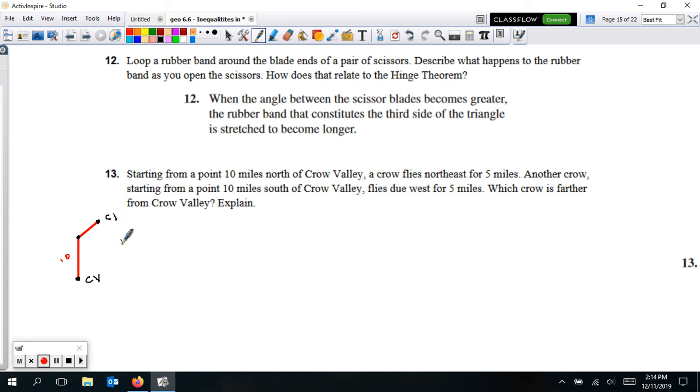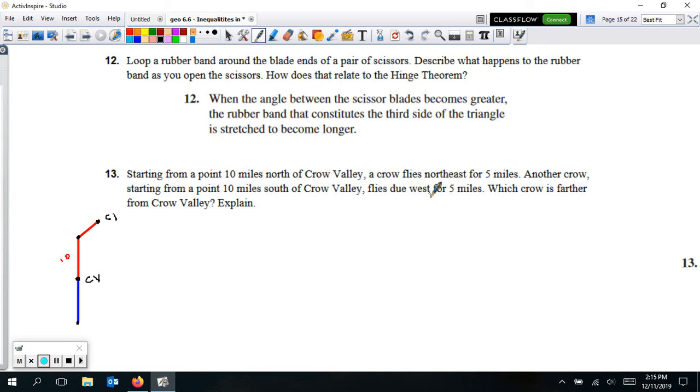And then crow 2. Let me grab this segment here. I'm going to copy that exactly and bring it down here. I'm going to change its color and move it over here. So south now from Crow Valley, another crow starts 10 miles south, and that would be right here. So this crow starts flying right here.